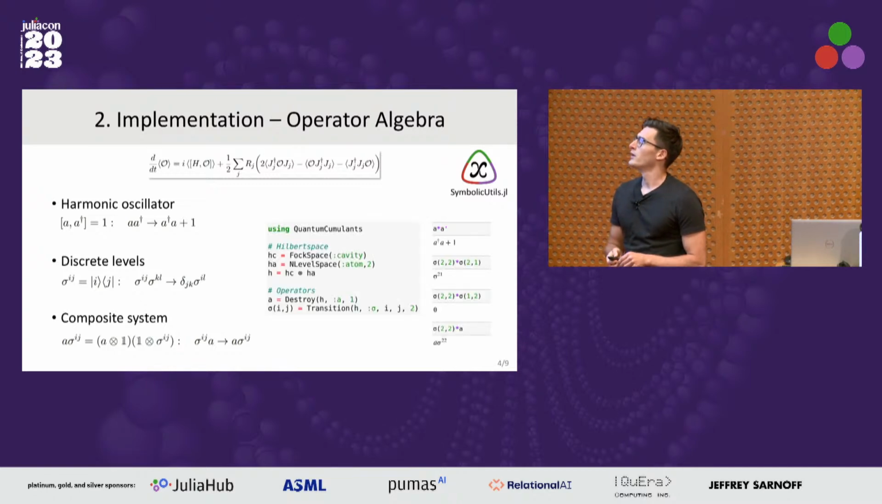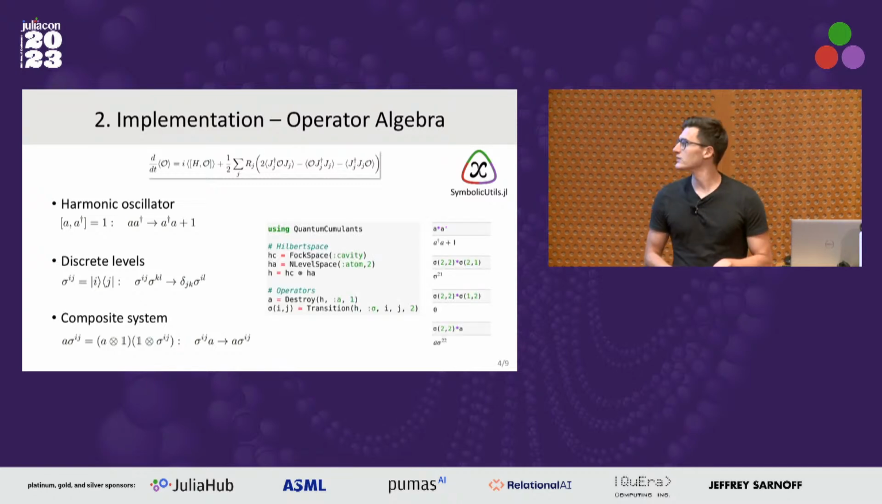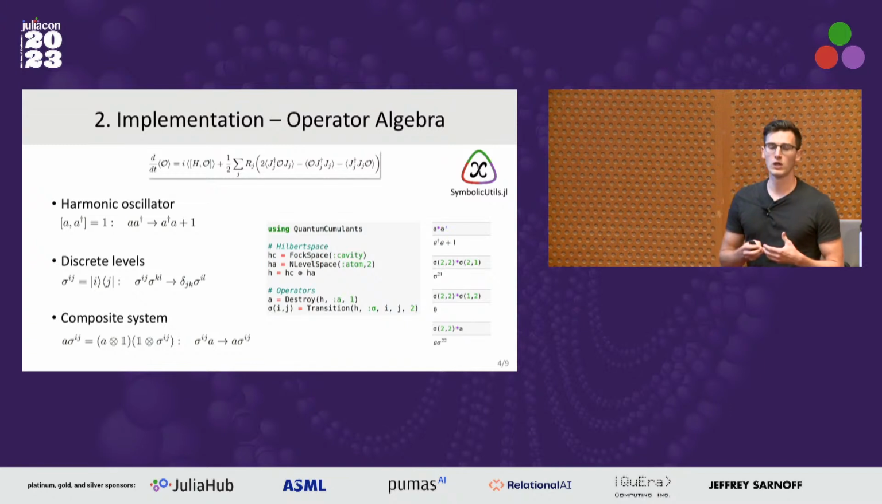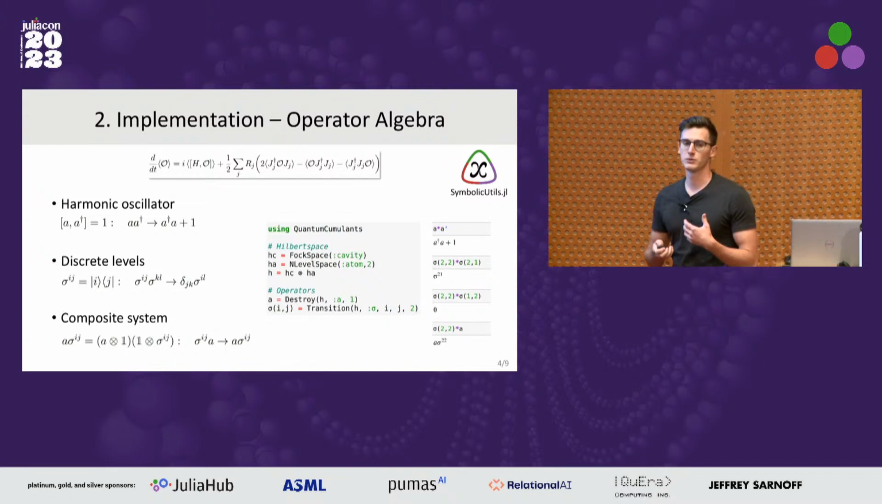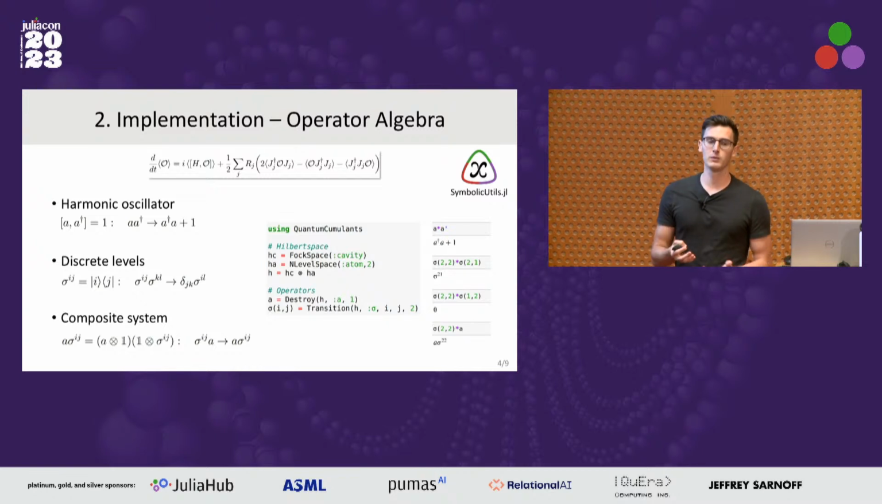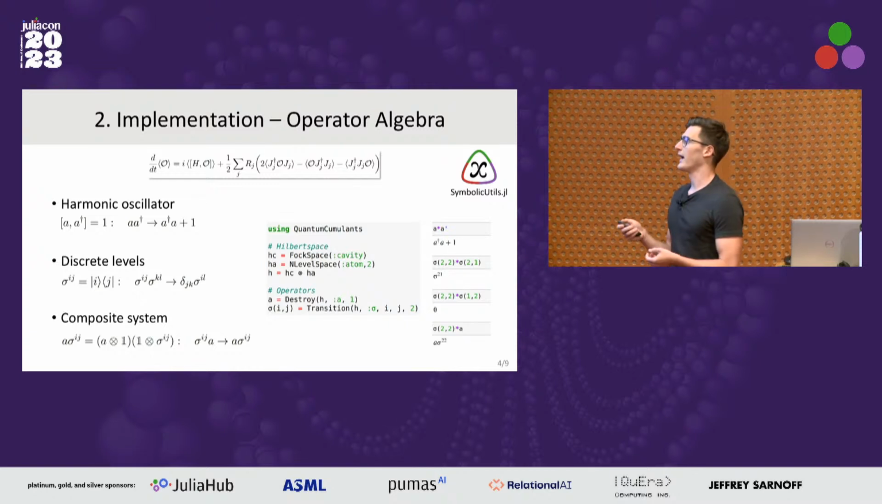Good. Within QuantumCumulants, it looks like this. First of all, we always need to specify which Hilbert spaces we want to have. In this case, we have one Fock space, for example for a cavity mode, and we have one n-level space for a two-level atom, so this means a two-level space here. The full Hilbert space is then just the tensor product of these two Hilbert spaces, and on this full Hilbert space, we can then define our operators.